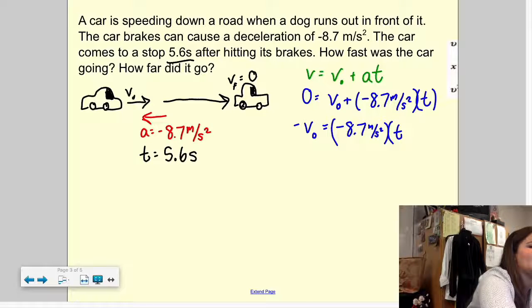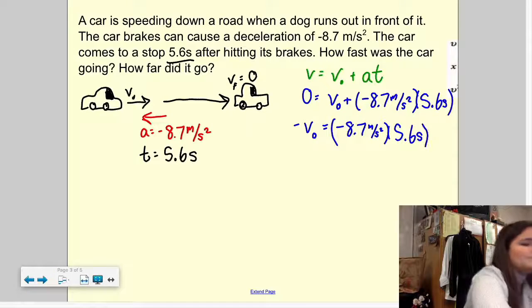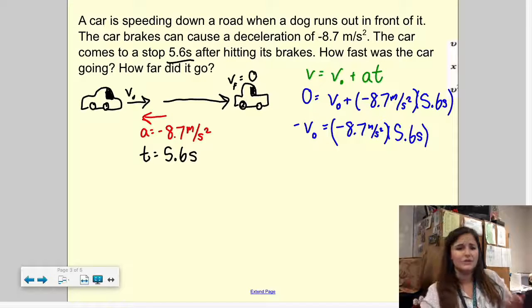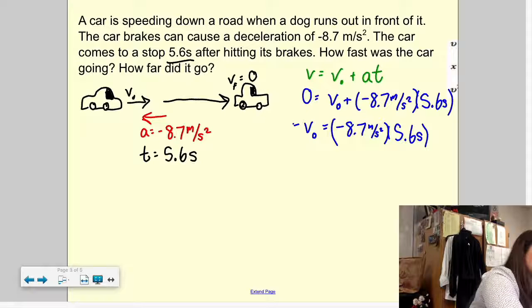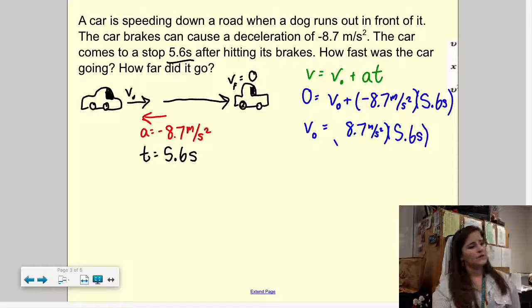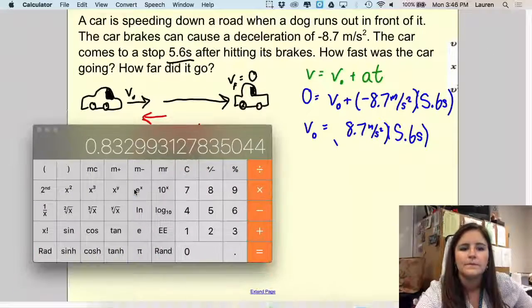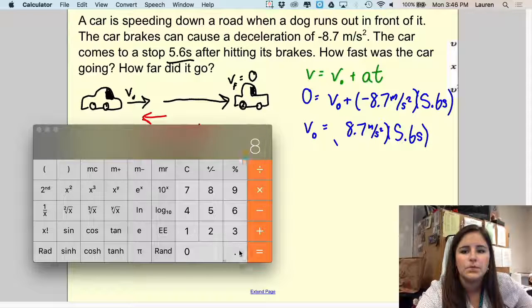Oopsie, we forgot our time. Always remember to enter in everything that you know. So it's times 5.6 seconds. We can't do a problem if we have two unknowns. Okay, so the negative and the negative can cancel each other out, and we're left with 8.7 times 5.6.